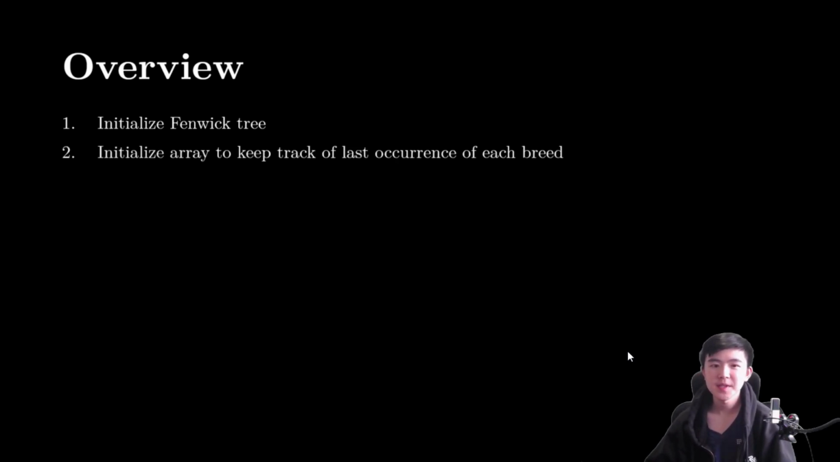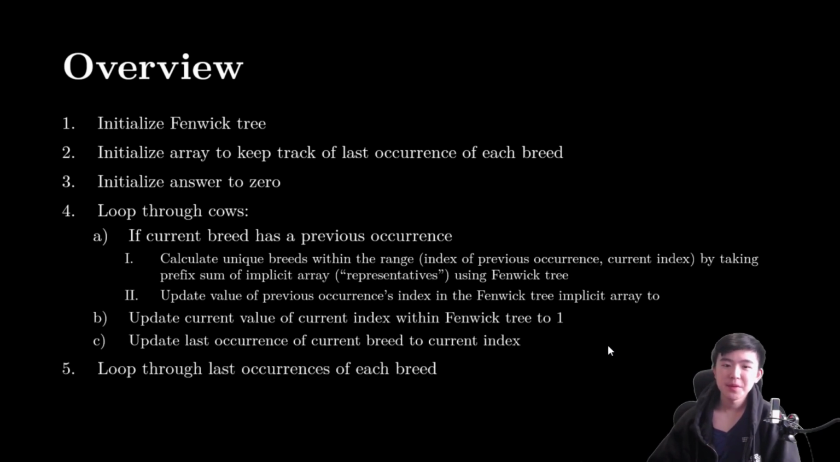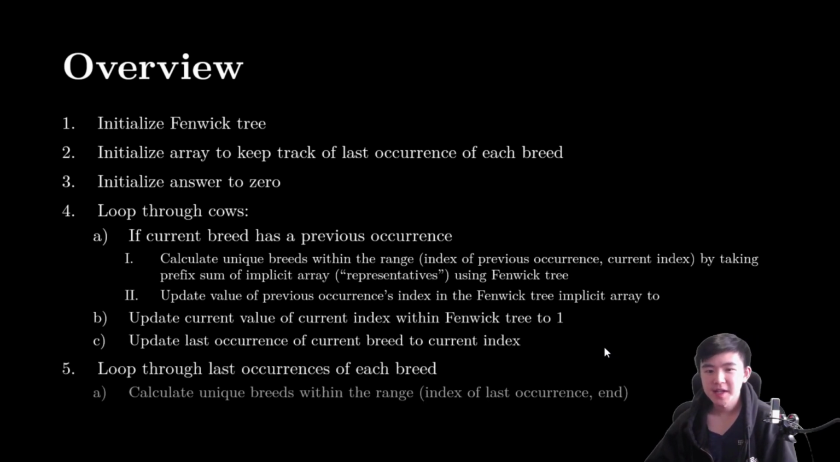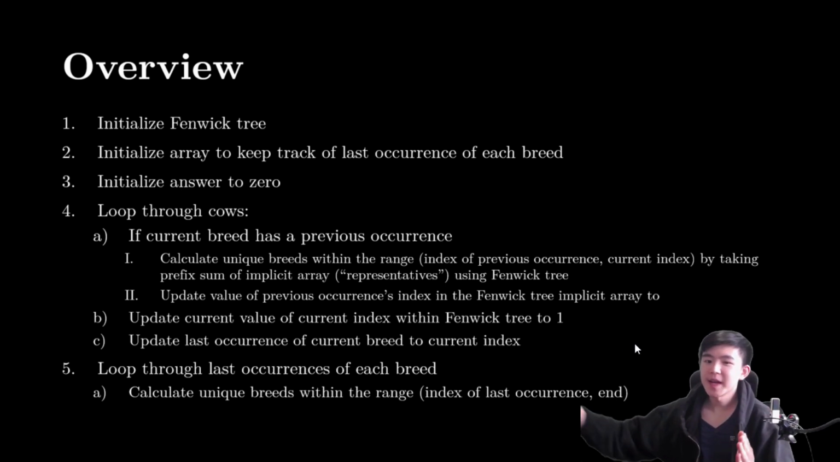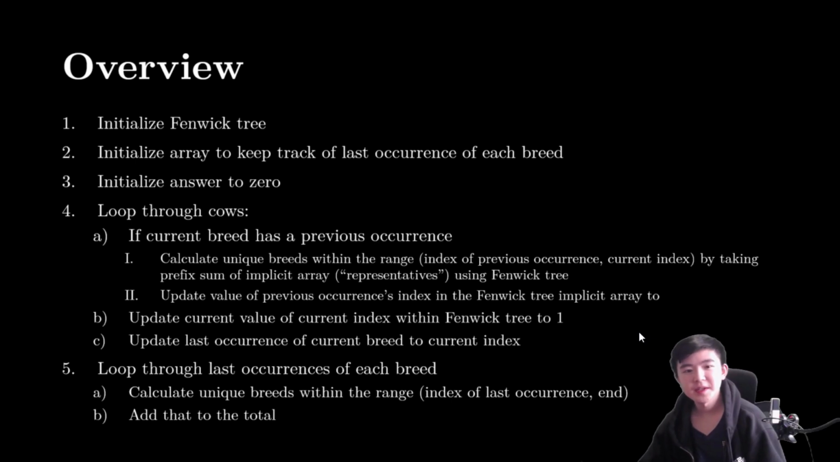First, we're going to need a Fenwick tree. If you don't know what that is, I'll include a link in the description for more resources. Initialize an array to keep the last occurrence of each breed. Initialize the answer to 0. Then we loop through all the cows and do some complicated stuff. We loop through the last occurrences of each breed and calculate unique breeds within the range last occurrence to end, and then we add that to the total, and that's pretty much the overview.